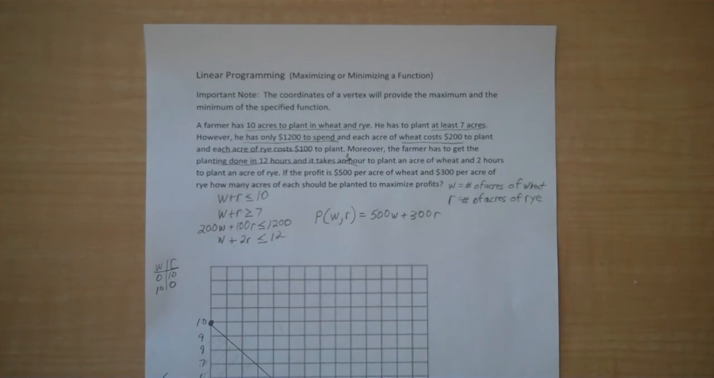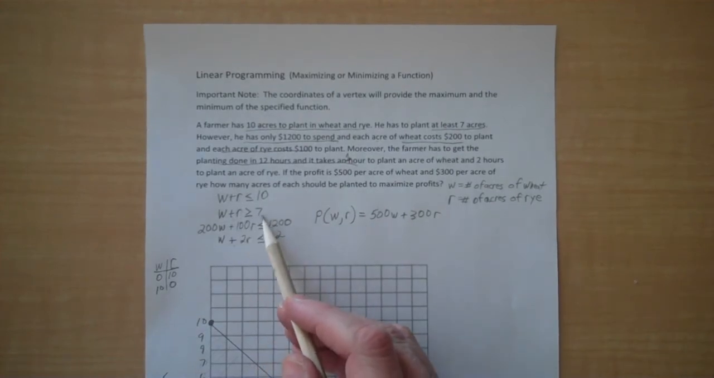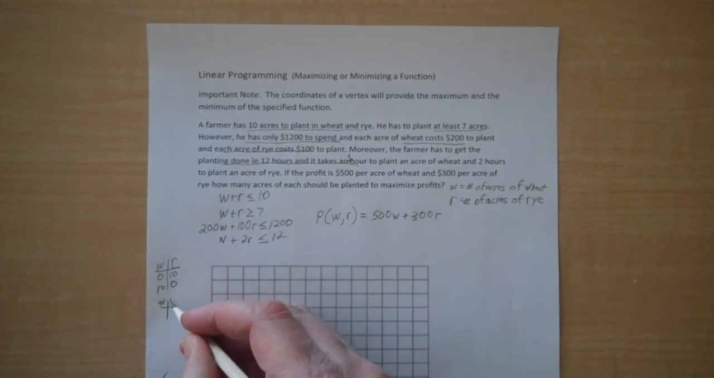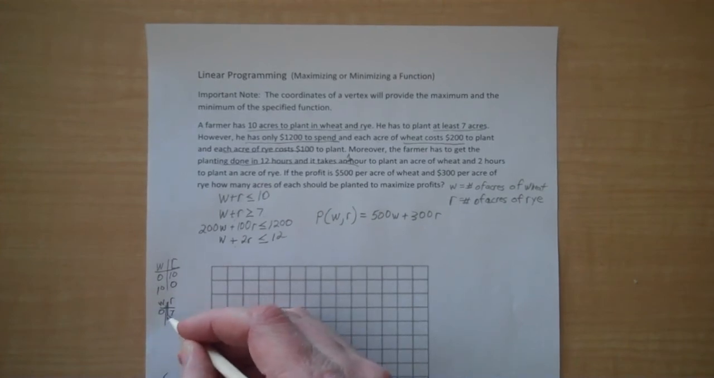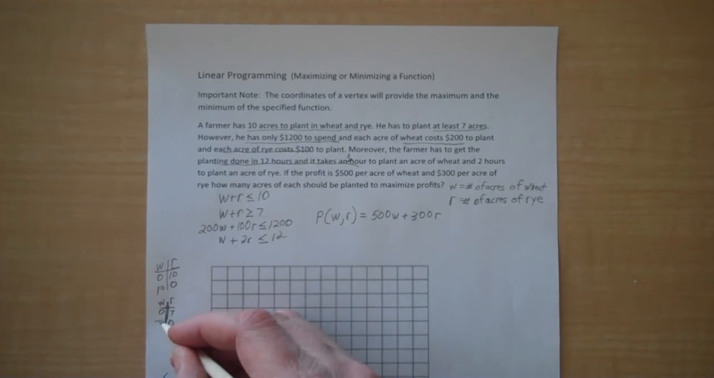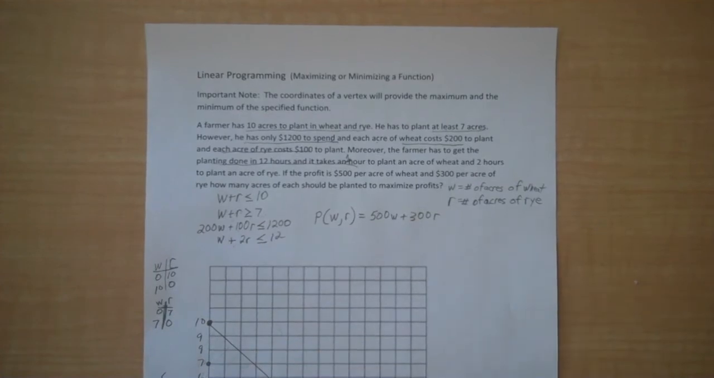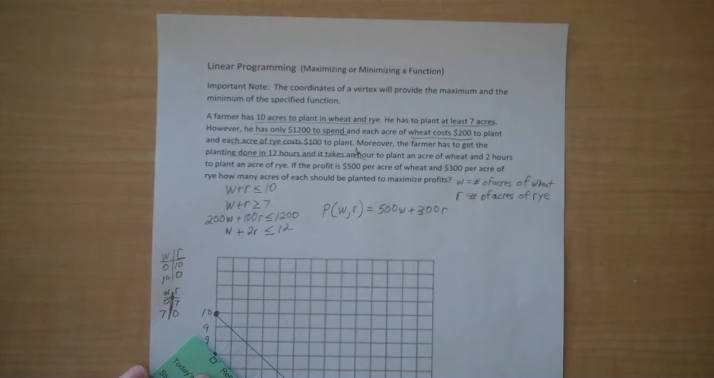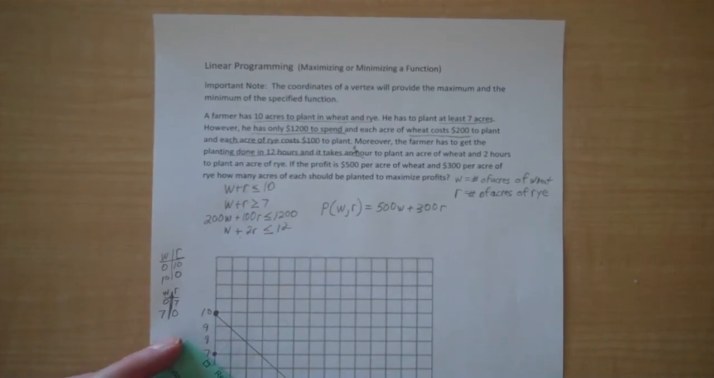Now also consider that W plus R is greater than or equal to 7. That we've got to plant at least 7 acres. And again, if there's no wheat, you'd plant 7 acres of rye. If there was no rye, you'd plant 7 acres of wheat. So I'm going to connect 0, 7 and 7, 0. And that inequality goes the other direction. So let me draw carefully.